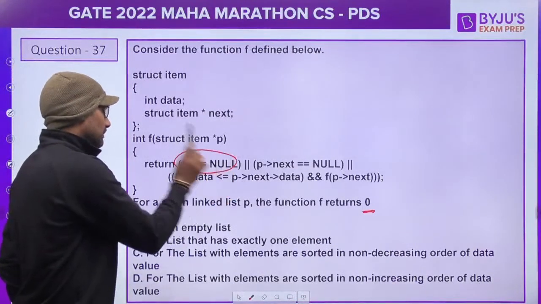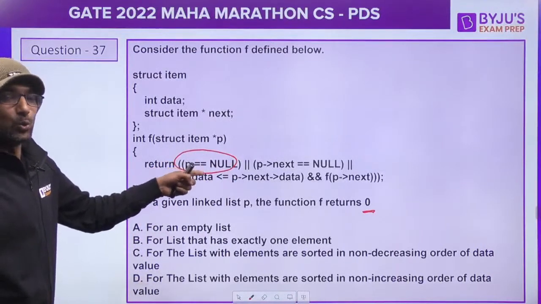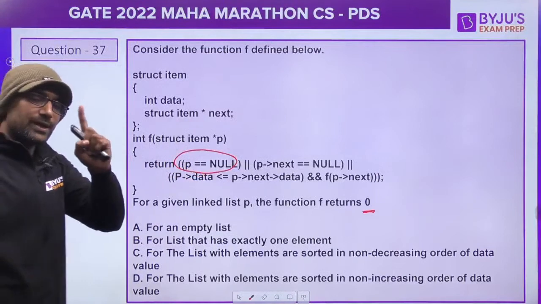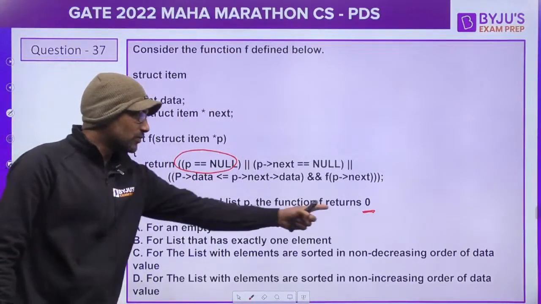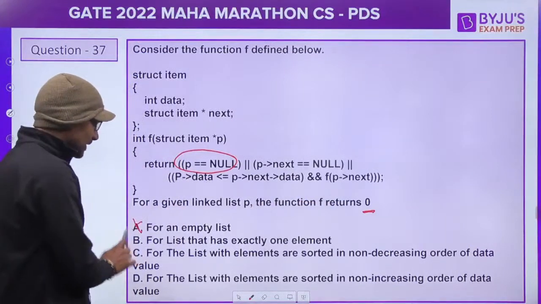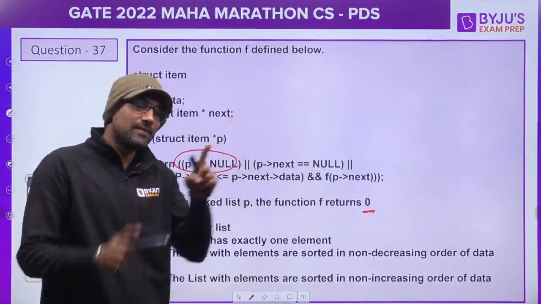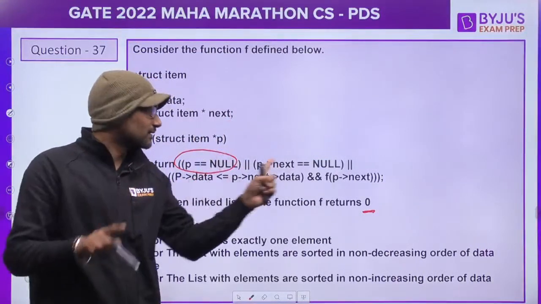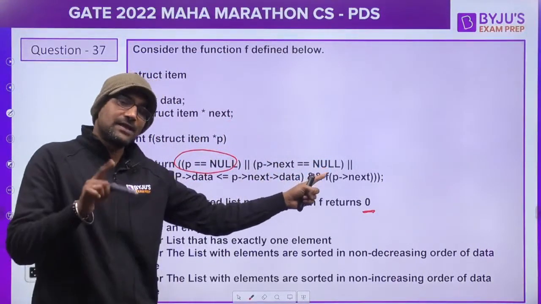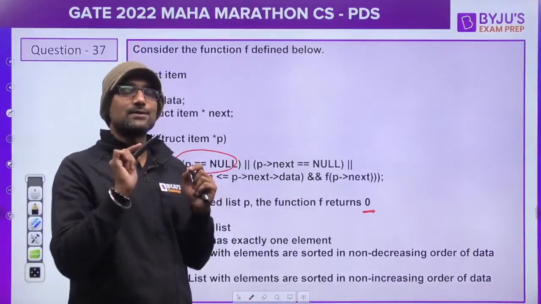When it is an empty list, the condition would be true, which means it returns 1, but we want it to return 0, so it is not. When its next is null, meaning only one node is there, we are checking. If really one node is there, the condition is true, which means it returns 1.